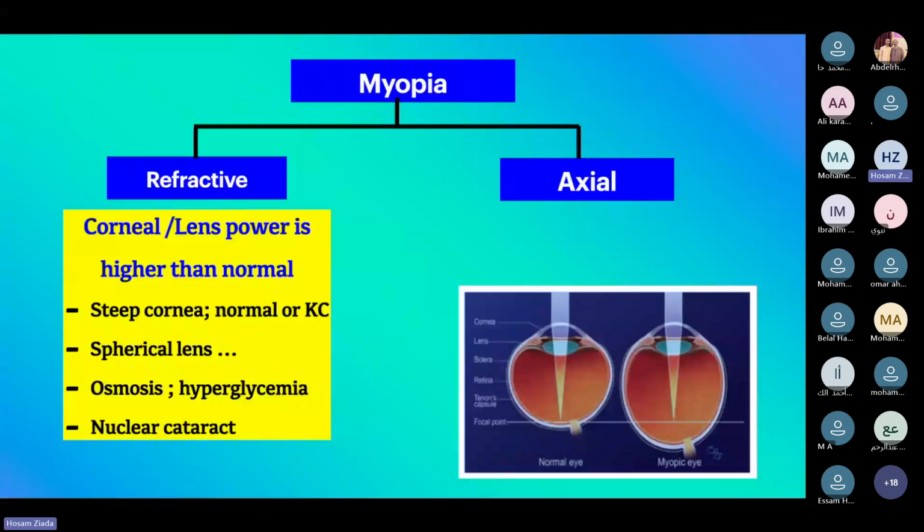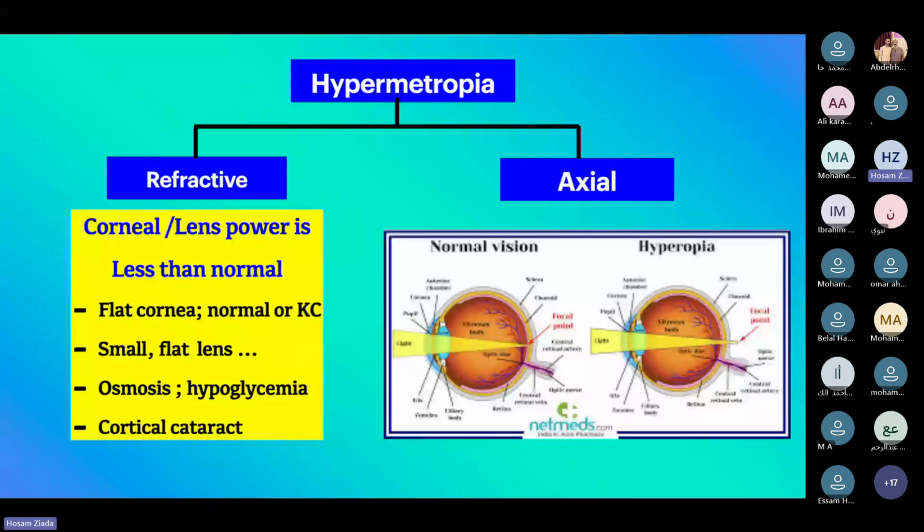Shortest wavelength, please. There is noise in the background. Please brother, mute.